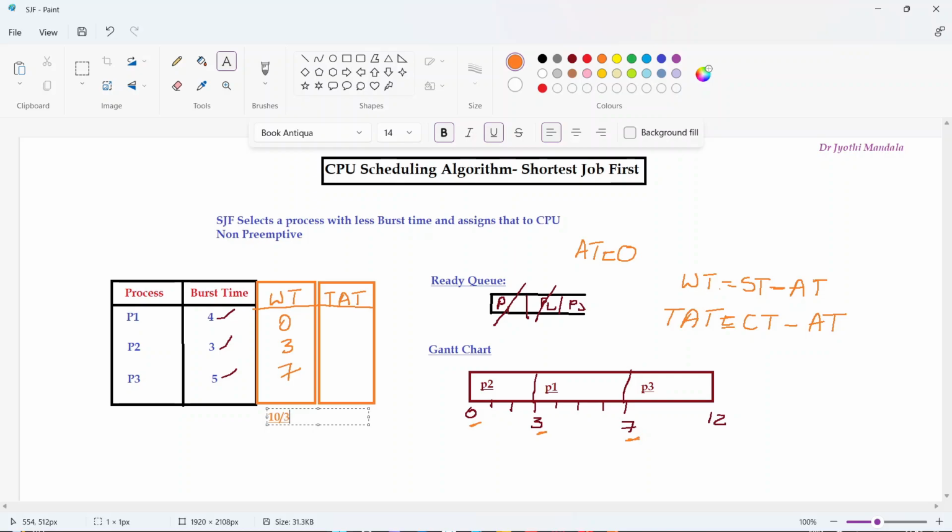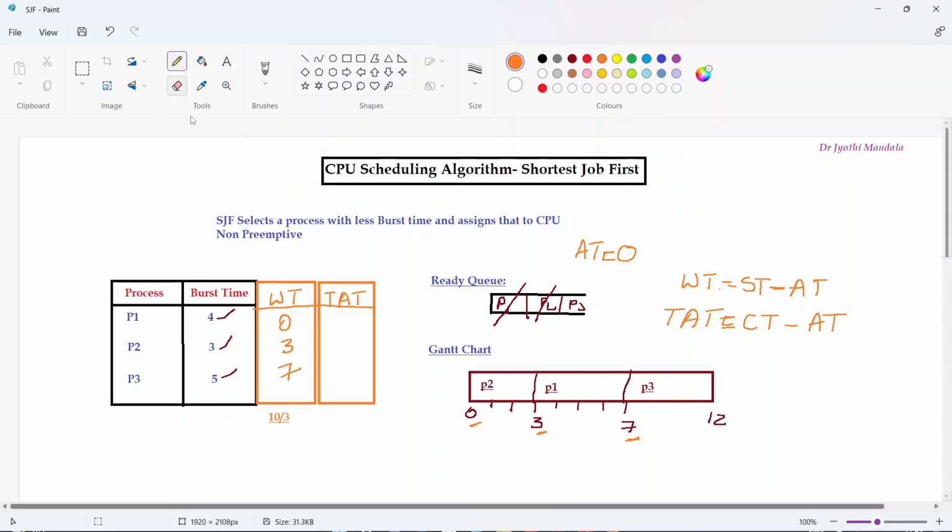by 3. Now what is the turnaround time? Turnaround time is nothing but completion time minus arrival time. So first, I think I have done some mistake here. What is that mistake? Yes, I will just go back.